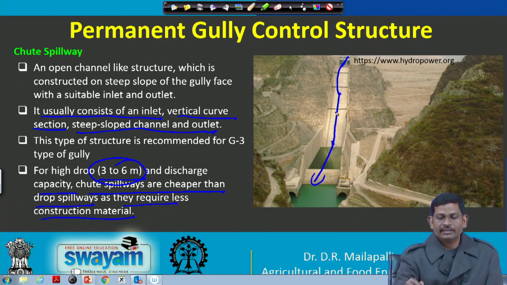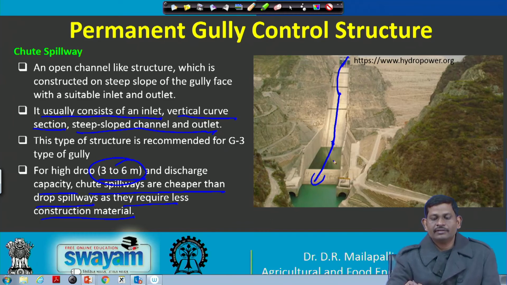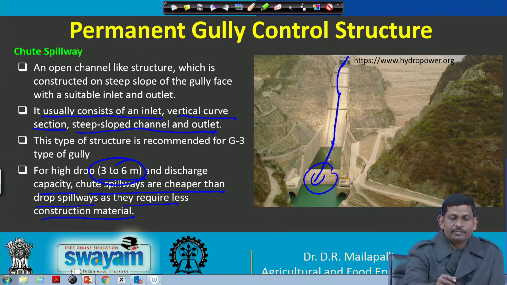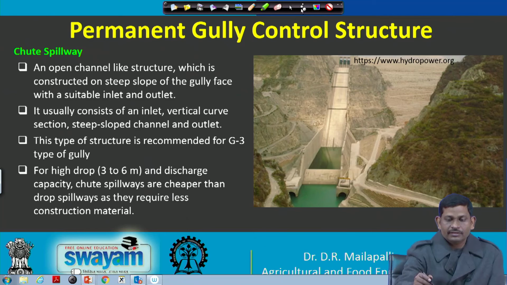So, there is an inlet and then there is a spillway and then after that the fall and then there is an outlet. So, it's not so complicated a design compared to the drop spillways.